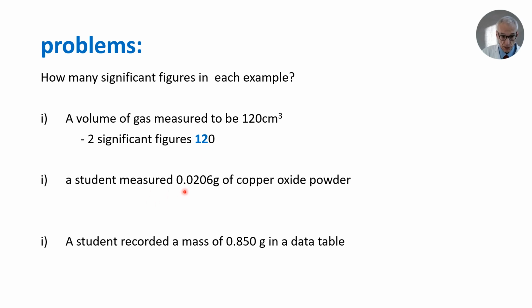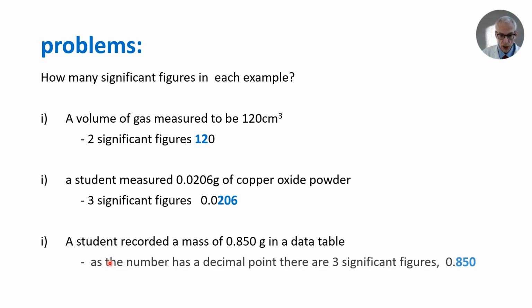A student measured 0.0206. Well, there are three significant figures. The 2 is significant, the 6 is obviously significant, and the trapped 0 is significant. So three significant figures. Finally, a student recorded a mass of 0.850. There is a decimal point, so there are three significant figures. We're going to count the 8, the 5, and the 0 as significant.